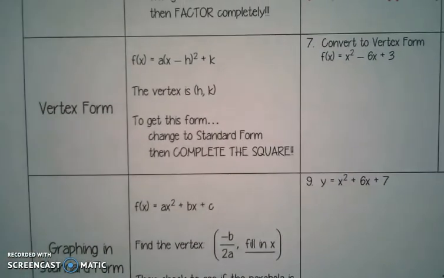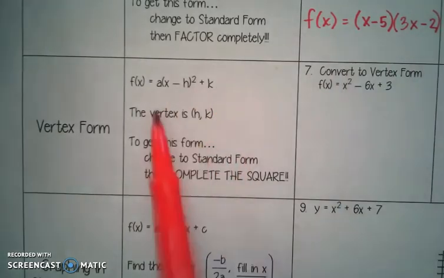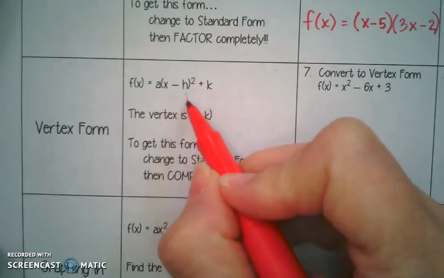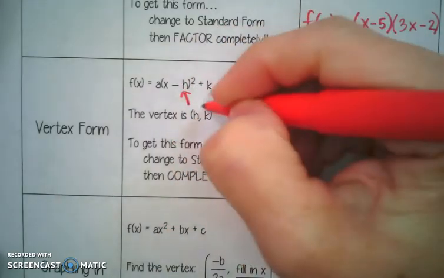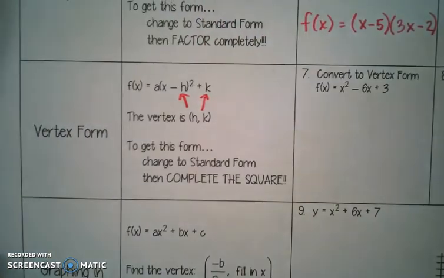Next up is vertex form. So vertex form is the one that I think we all like the best. This is what it looks like. It's called vertex form because the vertex is right there. Right there and there, except remember we always change the sign on the one that's with the x.